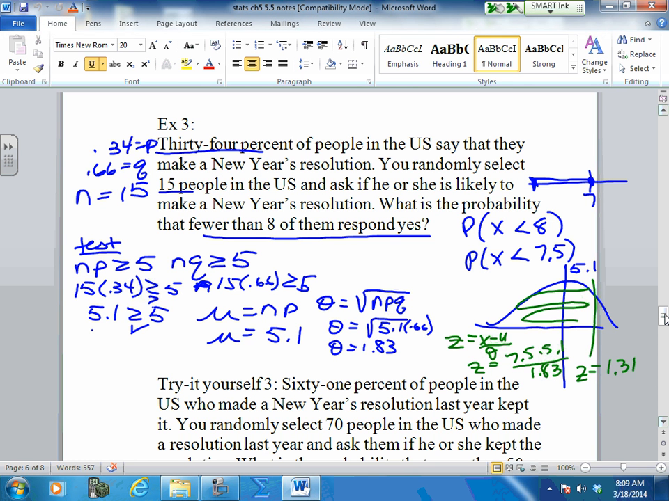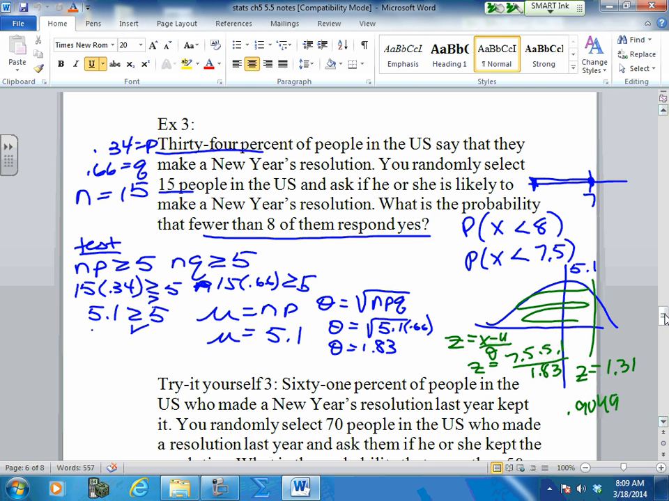Same as you always did. Once you get to this point, it's the same as you always did. This is not your central limit. This is a binomial probability one. It's completely different. So we look up your z-score, your area to the left, and we find it to be 0.9049. So there's about a 90.5% chance that out of the 15 people I pick, fewer than 8 of them will respond yes.